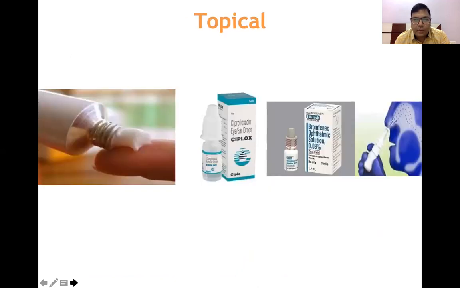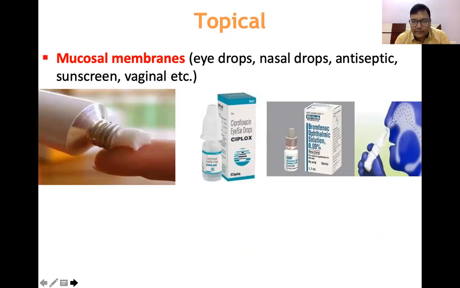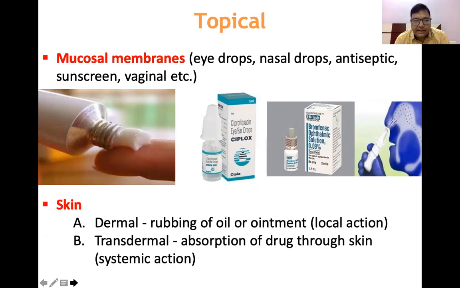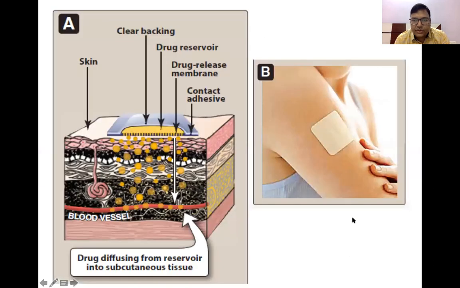Then we have the topical routes, where the drugs are absorbed from the mucosal membranes in the form of eye drops, nasal drops, antiseptics, sunscreen, vaginal creams. Then there are drugs applied directly on the skin, on the dermis, by rubbing of the oil or the ointment for local action, or transdermally, the drug is absorbed through the skin, and the drug is going to produce a systemic action. So this is a transdermal patch which is applied on the arm.